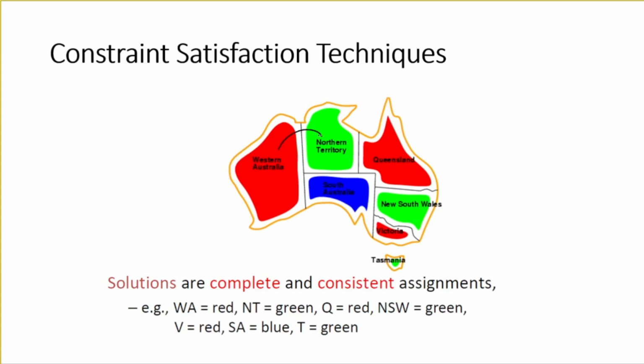Okay. Western and Northern are not the same color. Western and Southern are not the same color. This one is not the same, this one too, this one too, this one too. These two are not the same, these two are not the same. So then, a complete and consistent assignment has been given by the map of Australia by dividing the states, right? So that is the one.